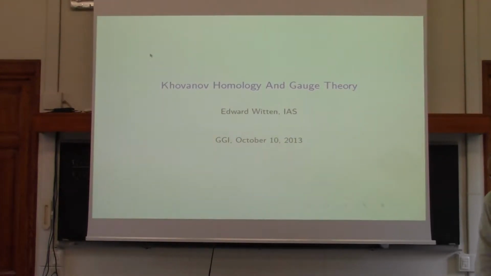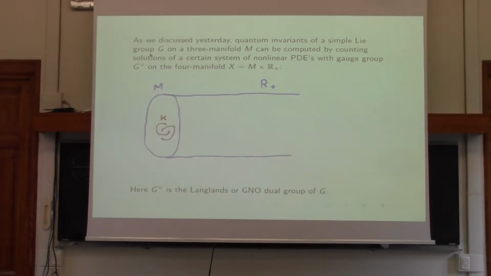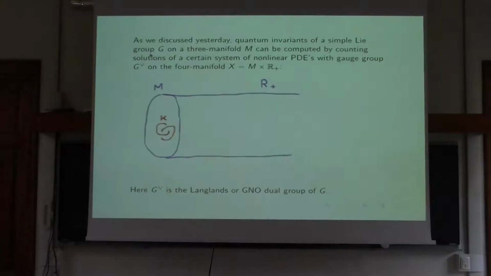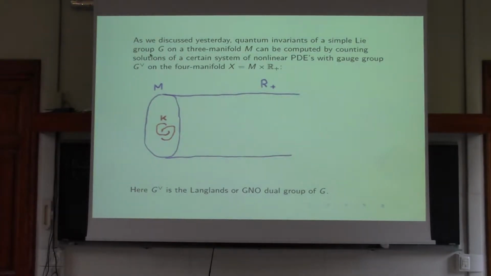In fact, I'll start exactly by summarizing where we were last time. What we discussed last time is that quantum invariants of a simple Lie group G on a three-manifold M can be computed by counting solutions of a certain system of nonlinear PDEs with gauge group the Langlands or geometric dual group on the four-manifold M times R plus. And if there's a knot, the knot simply lives at the boundary, M times R.